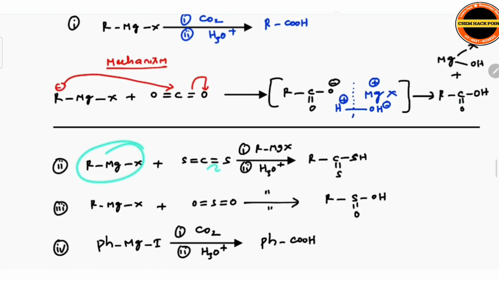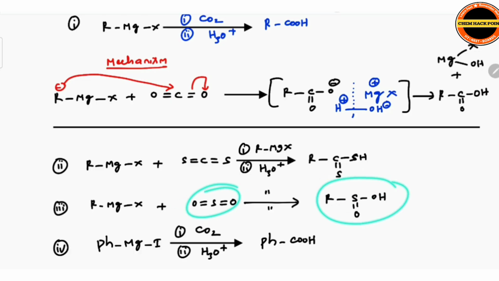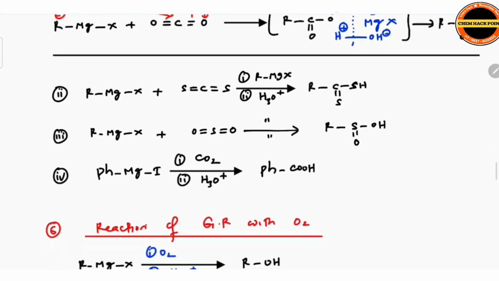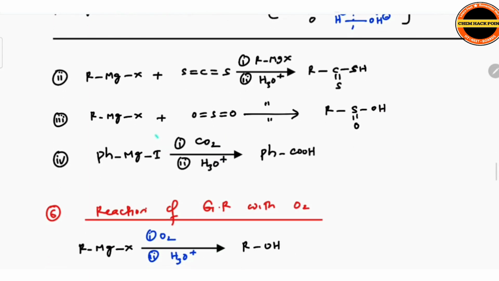Similarly, RMgX with carbon disulfide, here you get this product. Like RCOOH, here it is RCSSH. Same as CO2, the reaction happens here also; the hydrogen we showed there, here also, the rest remains as it is. With SO2 you get RSO2H, the same way. Like CS2 and SO2, C double bond, same; one extra hydrogen we are adding. CO2 then H3O+ gives PhCOOH.